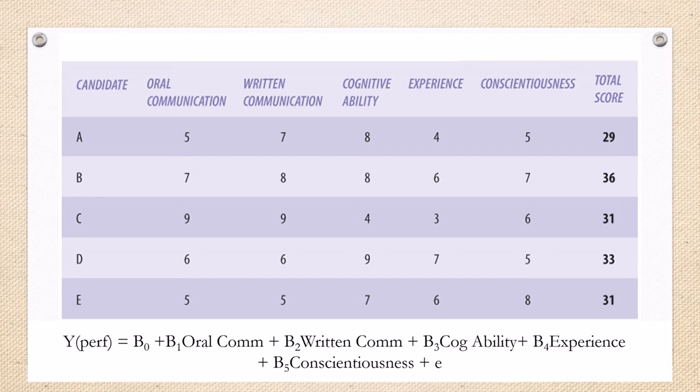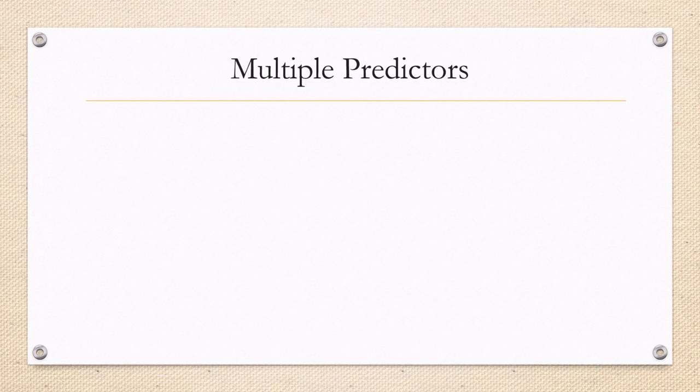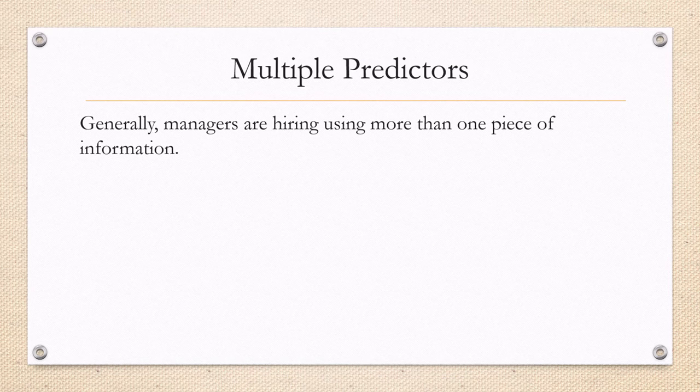So another way to combine scores is through what's called regression. And at the bottom here is a regression equation. We looked at a regression equation earlier with only one predictor. Here you can see we can add multiple predictors and plug in numbers for each of those predictor scores to get an estimated performance on the job.